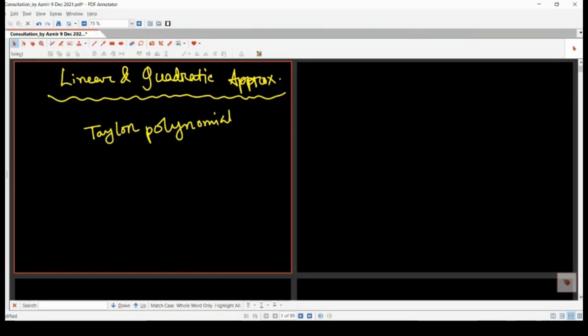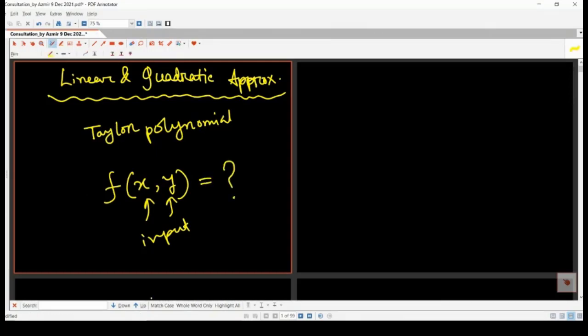We are going to talk about linear and quadratic approximation, or we are going to discuss how to find the Taylor polynomial for a function of two variables. Here you can see that x and y are the inputs, and the output can be set. So our target is to understand how to find the Taylor polynomial for this function, or we can say what will be the Taylor series for this function.